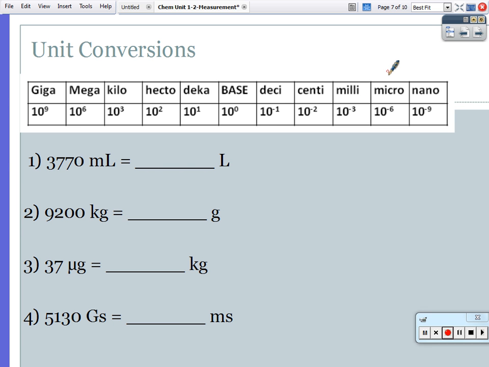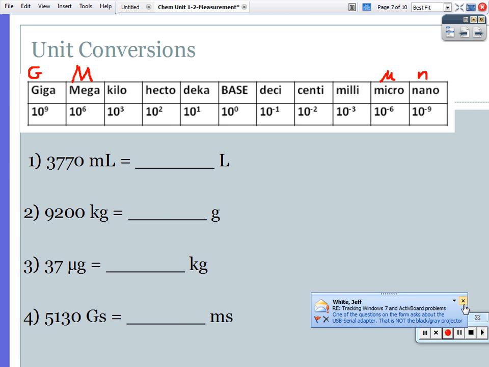you now have micro. Remember, micro looks like this. Greek letter mu, nano, lowercase n. Now you have giga, capital G, and mega, big M. Alright, so giga, billion, mega, million.